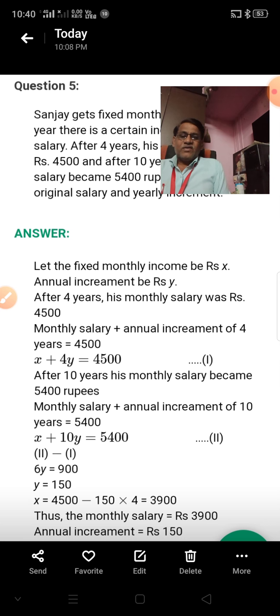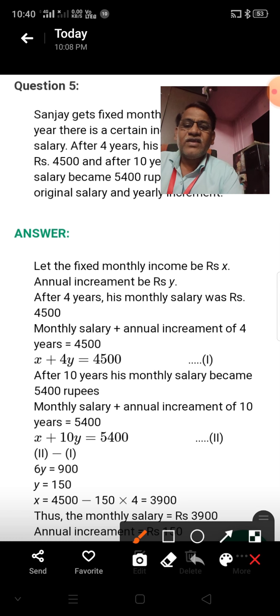So this is equation number 1. X plus 4y is equal to 4,500. The total salary after 4 years is 4,500. It is given. So this is your equation number 1.